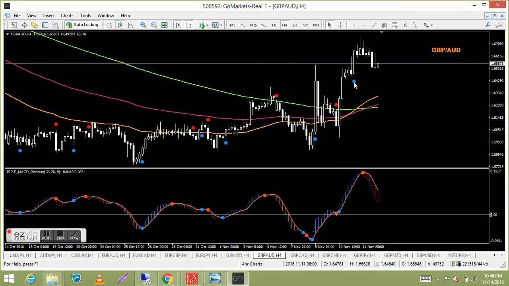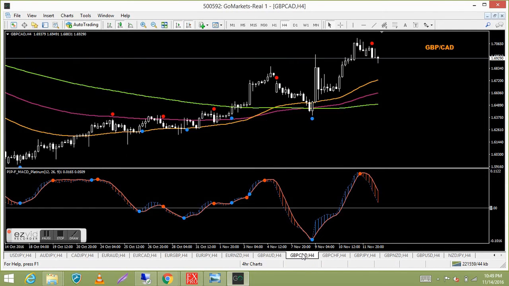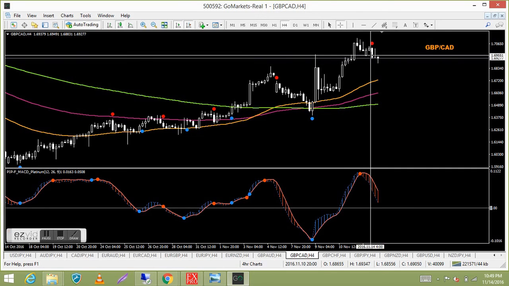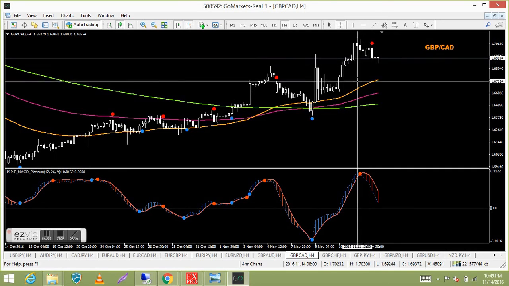It's fairly overextended here on the MACD, and we've got a blue dot here, so I think if we got a red dot, might have a bit of a nibble at that one for a sell. But it's heading down on the MACD Platinum pretty quick, but we'll keep an eye on it. Pound Canadian, same deal. Oh yeah, probably could have had a go at that one.